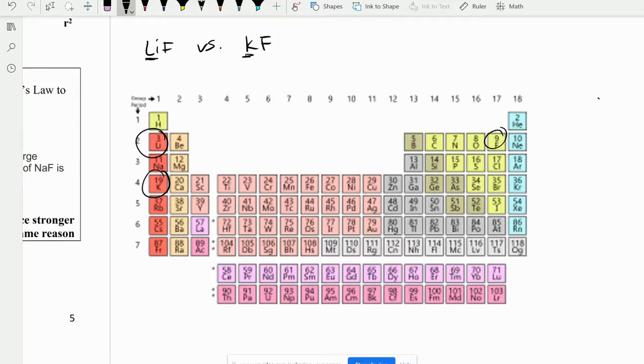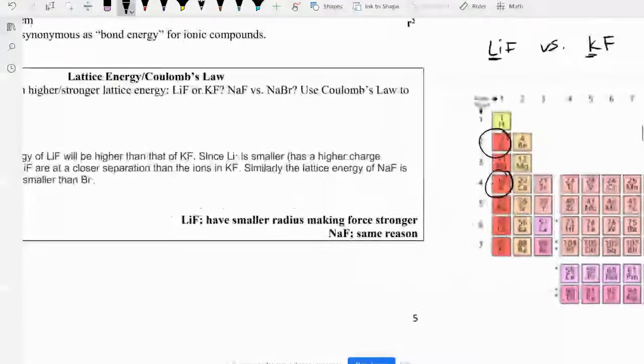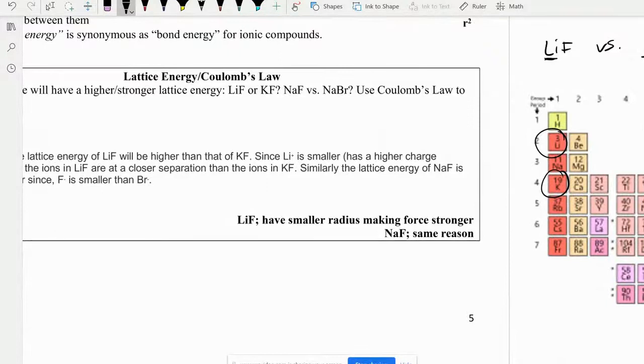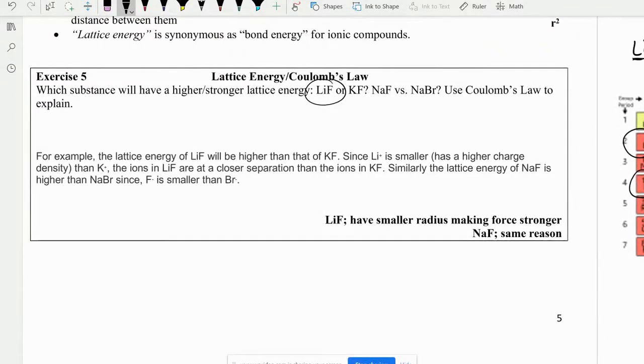Which of these elements, lithium fluoride or potassium fluoride, do you think would have a stronger lattice energy? Now, if you said that it's lithium fluoride, then you're right. And that is because potassium is bigger. And since potassium is larger, those valence electrons are further away, making the force of attraction weaker. So in the first example here, lithium fluoride would have the strongest lattice energy.